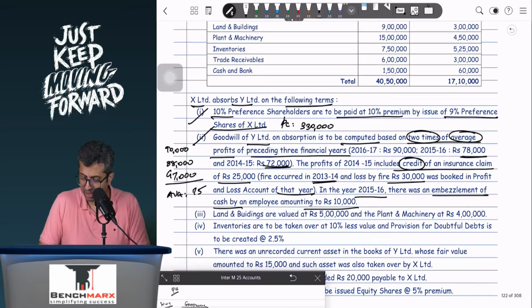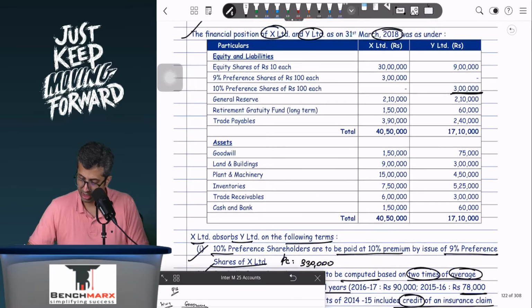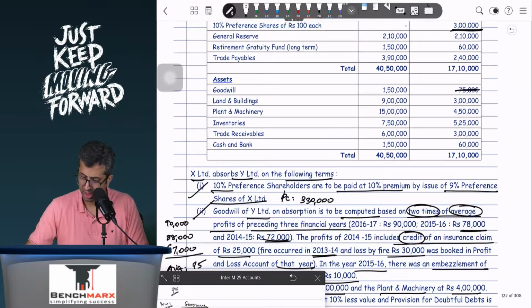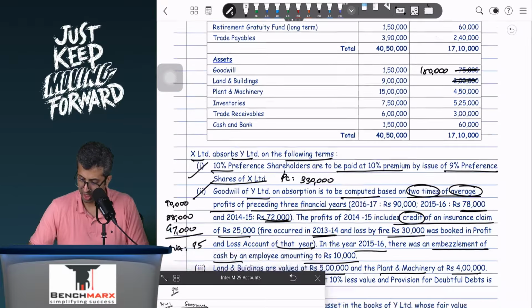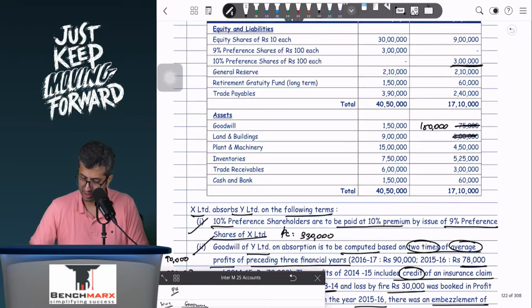Okay, land and buildings are valued at 5 lakhs and plant and machinery are valued at 4 lakhs. Land and building, so over here, in place of 75, your goodwill we have just calculated will be 1,50,000. Land and building valued at 5 lakhs. Plant and machinery 4 lakhs.